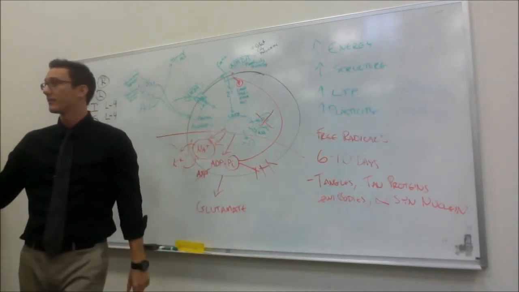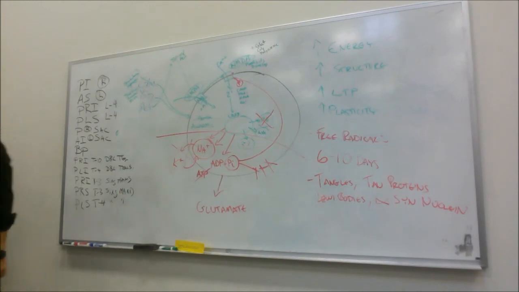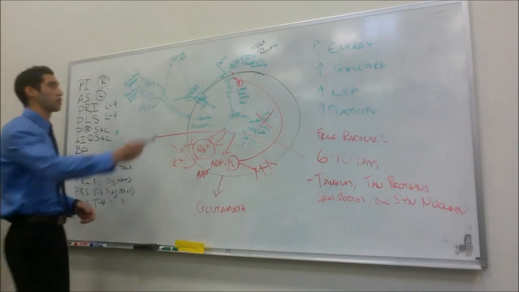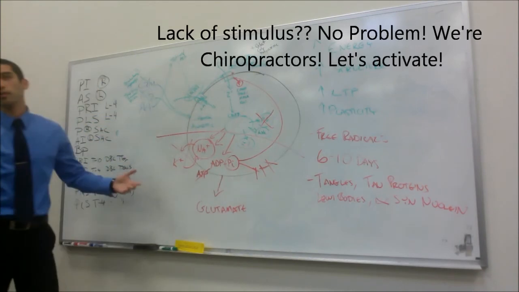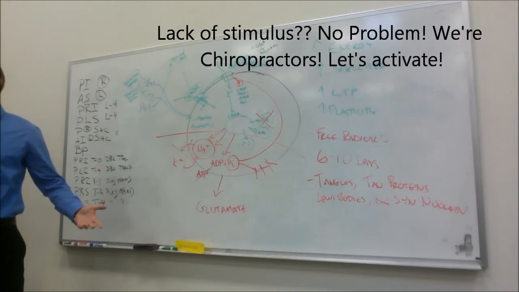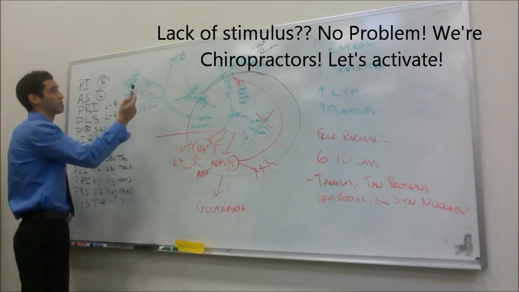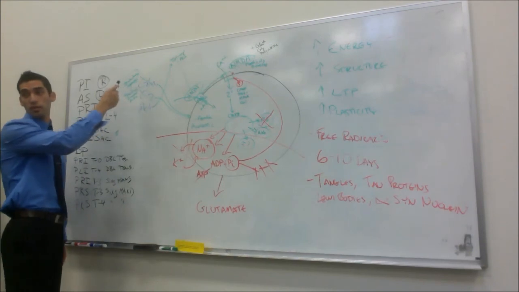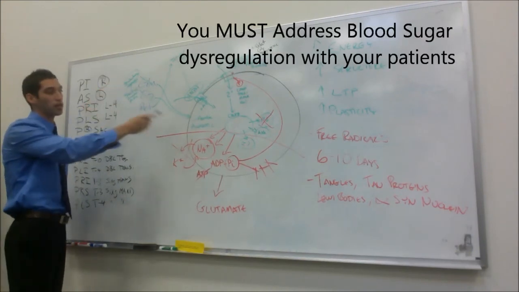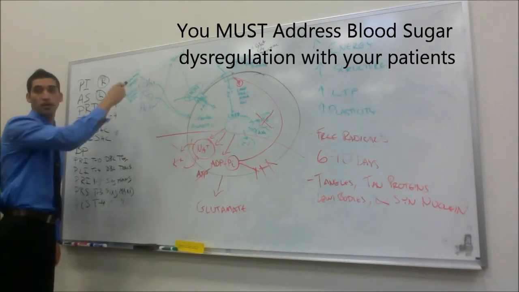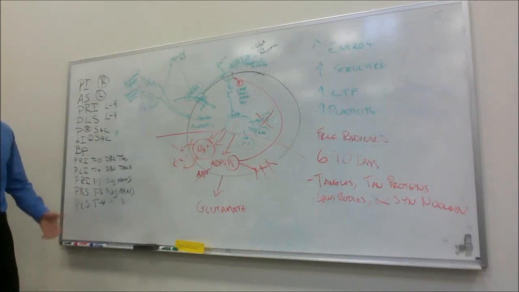But this is where you guys can get the idea that once the neuron cell is moved down this path, and let's just say it is just from lack of stimulus, then that's perfect because you can provide that stimulus with no problem. But let's say it's caused by diabetes. It's a blood sugar problem. You're never going to fix this with just an adjustment unless you address this. Okay? You could potentially be making it worse.